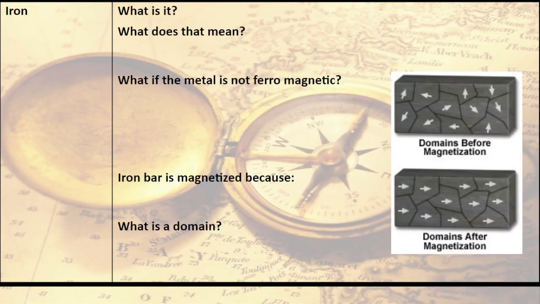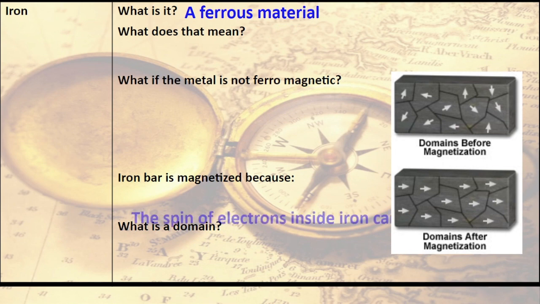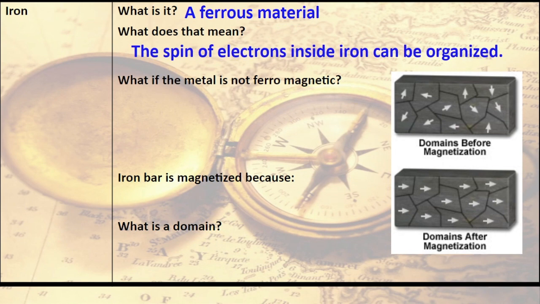Let's take a look at iron, because iron is a very interesting type of material. We're going to see that iron is a ferrous material. And what do we mean by ferrous? A ferrous material is one in which those electrons that are inside can be organized. And if we look at this diagram over here to the right, this is what we mean by organized. Over here, we see that these arrows are pointed in all these different directions, but down here, they're all pointed in the same direction.